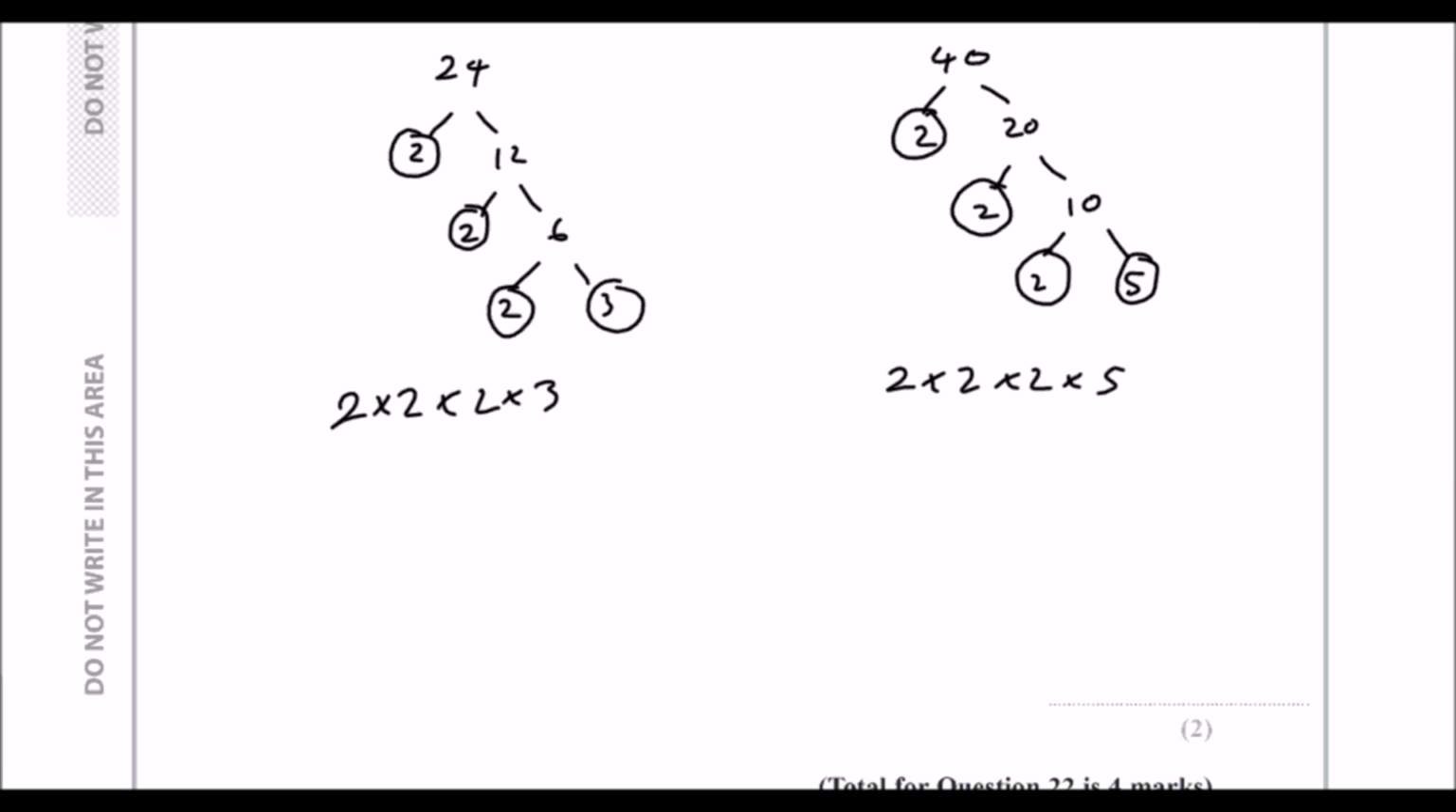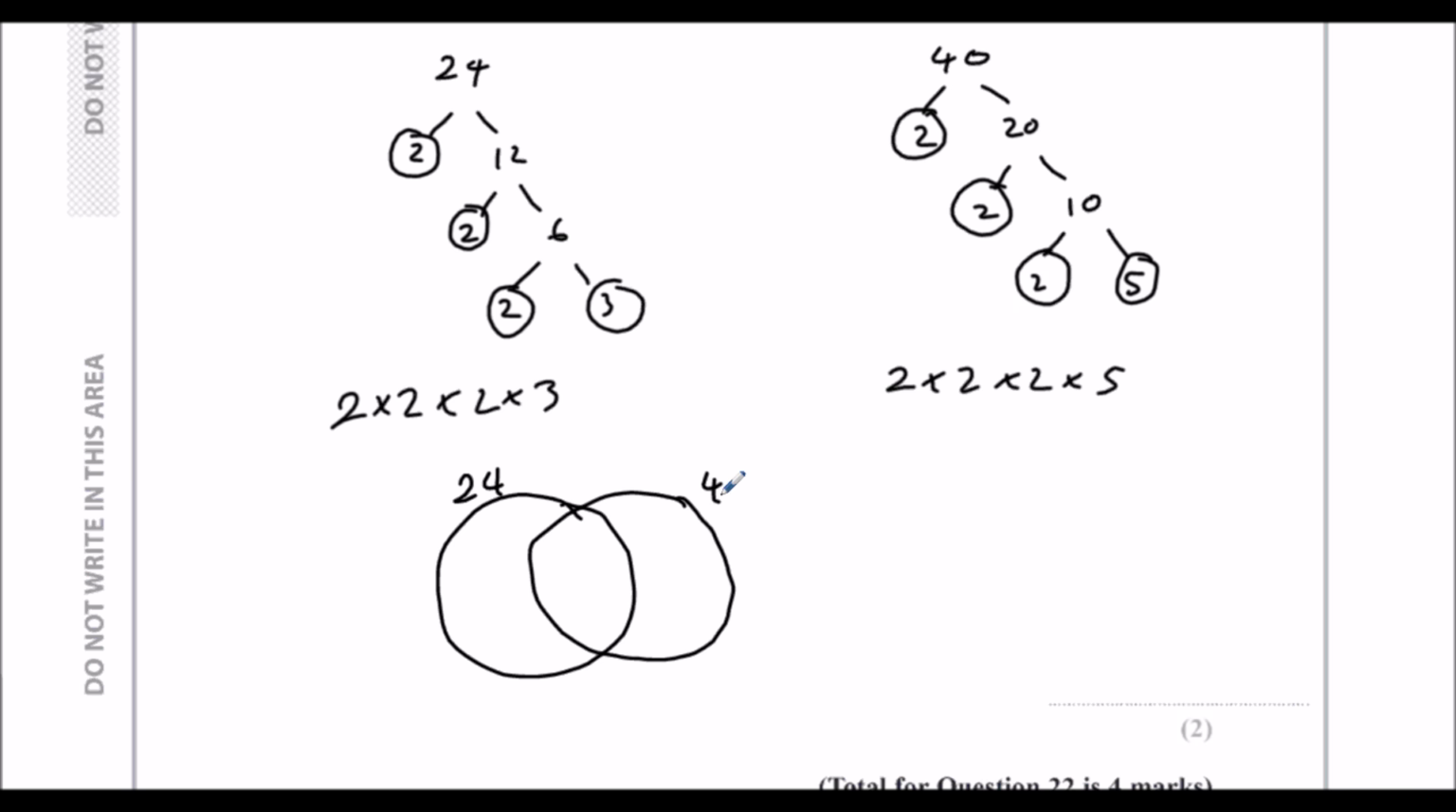So again, we could do a Venn diagram. So have a circle for 24 and a circle for 40. They've both got 3 2s. They share 3 2s. They've both got 2 times 2 times 2 in them. Then 24 has also got a 3, and 40 has also got a 5. The lowest common multiple is all of these numbers multiplied together. So 3 times 2 times 2 times 2 times 5.